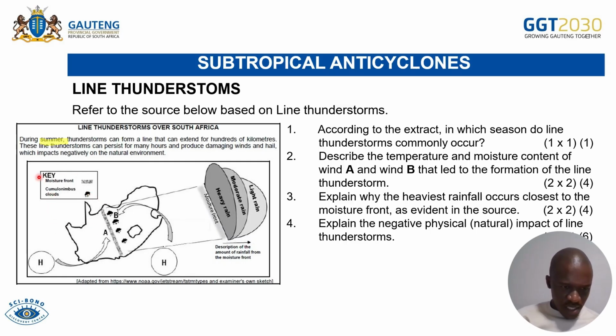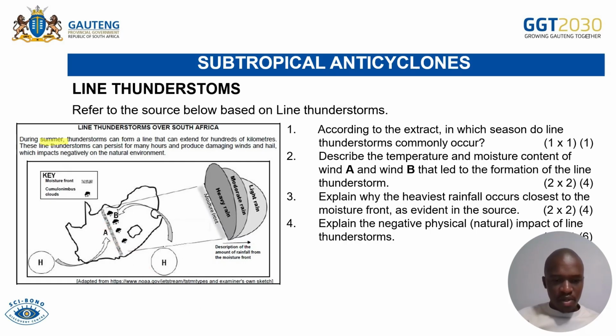Okay, let's analyze what's happening here. Okay, so there's a key, right? This infographic has a key. Moisture front, we look for this symbol. There it is, right in the center of my moisture front. Remember, a moisture front is a boundary between two air masses of different moisture content, right? A boundary between two air masses of different moisture content.